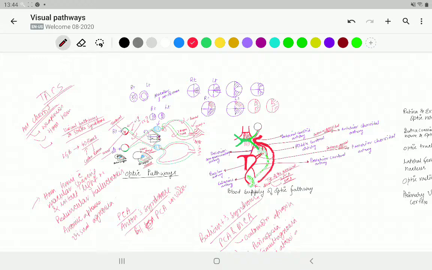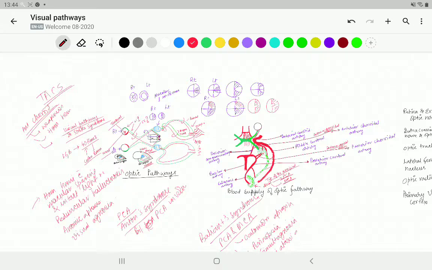However, the tip of the occipital cortex, where the macular fibers go, has got dual blood supply, from both the posterior cerebral artery and the middle cerebral artery. So if there is a stroke affecting the central retinal artery, we get a complete loss of vision in that particular eye. Along with that, there will be a cherry red spot if the central retinal artery is occluded.